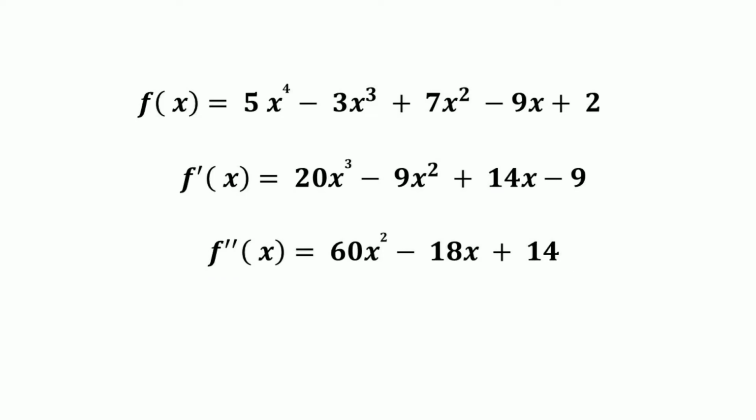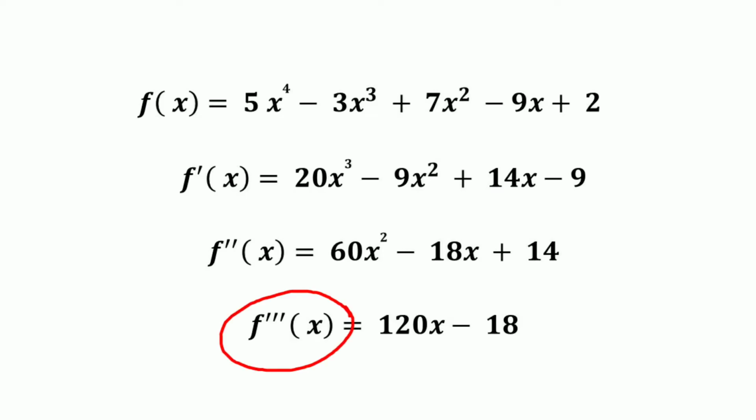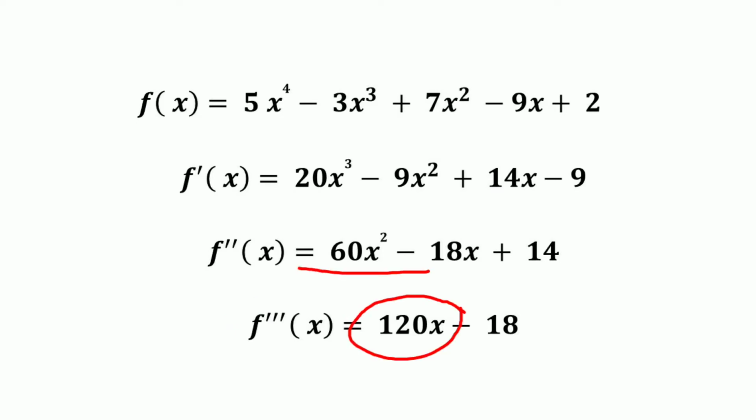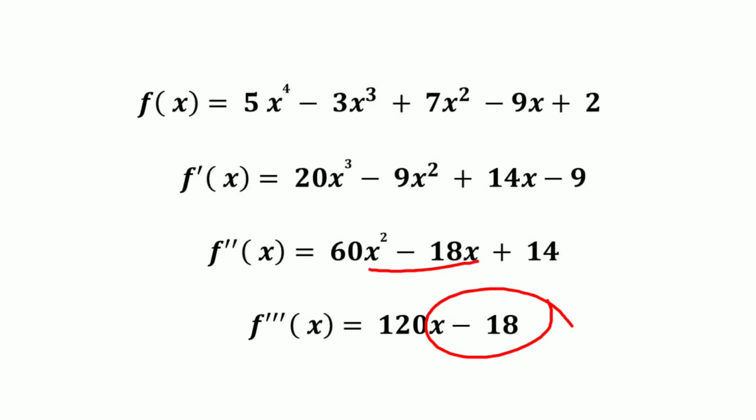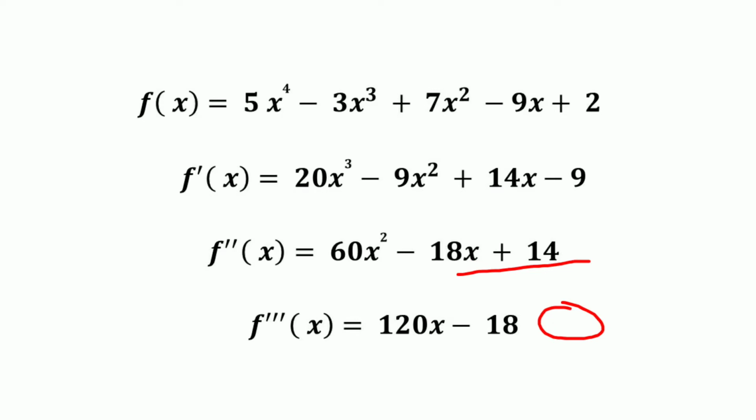In the same way, if we consider the third order derivative, f triple prime of x is equal to the derivative of 60x square, which is 120x, minus the derivative of 18x, which is 18, plus the derivative of 14, which is a constant, so it becomes 0. So the third derivative is equal to 120x minus 18. Similarly, you can go for higher order derivatives, for example the fourth derivative of f of x, which will become 120.